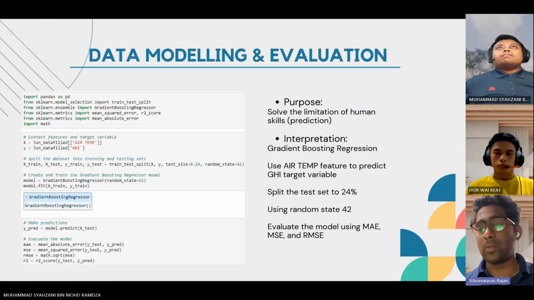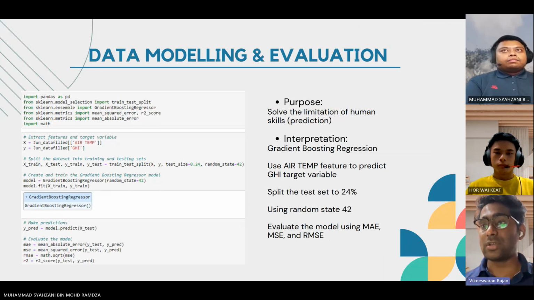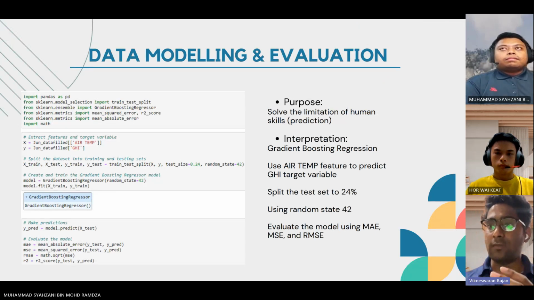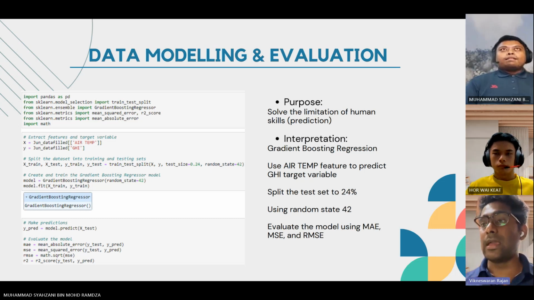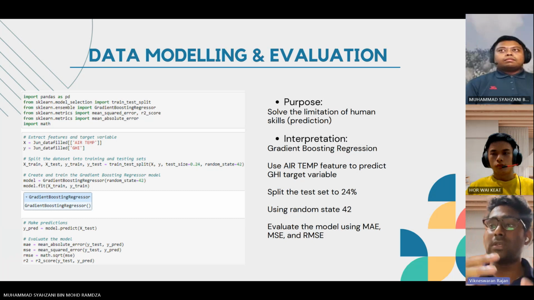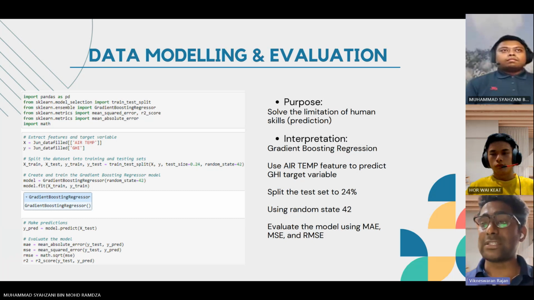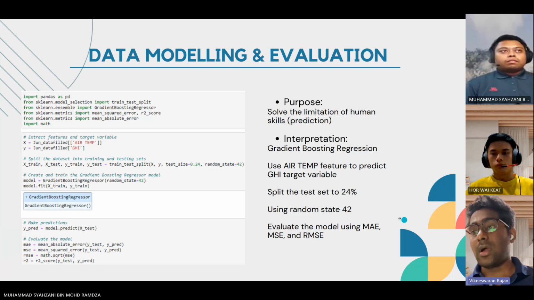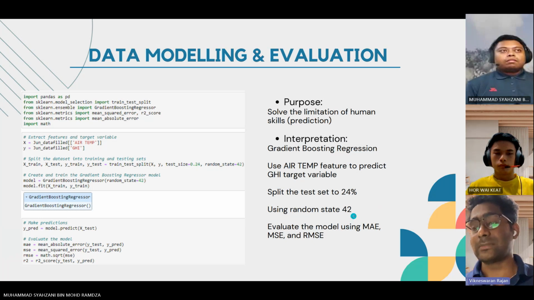For the data modeling part, we aim to leverage machine learning to solve the limitation of human skills in predicting the global horizontal irradiance, also known as GHI. We employed the gradient boosting regression algorithm using the air temperature feature to predict the GHI target variable. Our data set was split into a training set and a test set, with 24% of the data reserved for testing. We used a random state of 42 to ensure the reproducibility of the results.